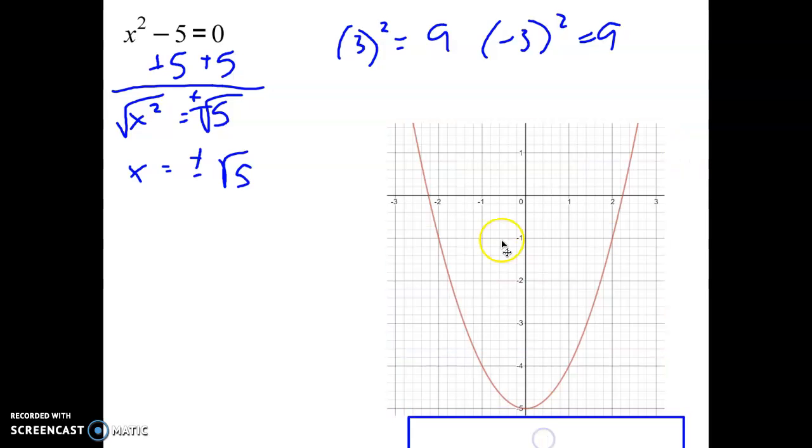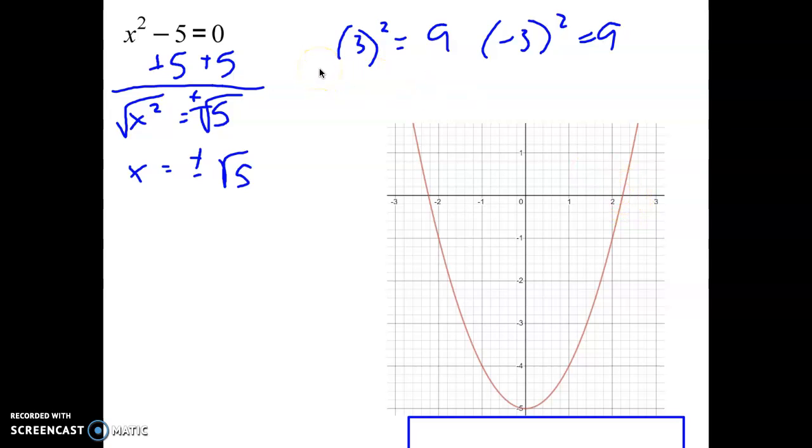If you look at a graph to see what we have found, this pink parabola right here is x squared minus 5, and you can see that it crosses the x-axis twice. This value that's a little bit more than 2, this is the positive square root of 5, and this value that's a little bit less than -2, that's the negative square root of 5. So when I'm solving a quadratic, the solutions that I get when it's set equal to 0, the solutions that I get are the x-intercepts.